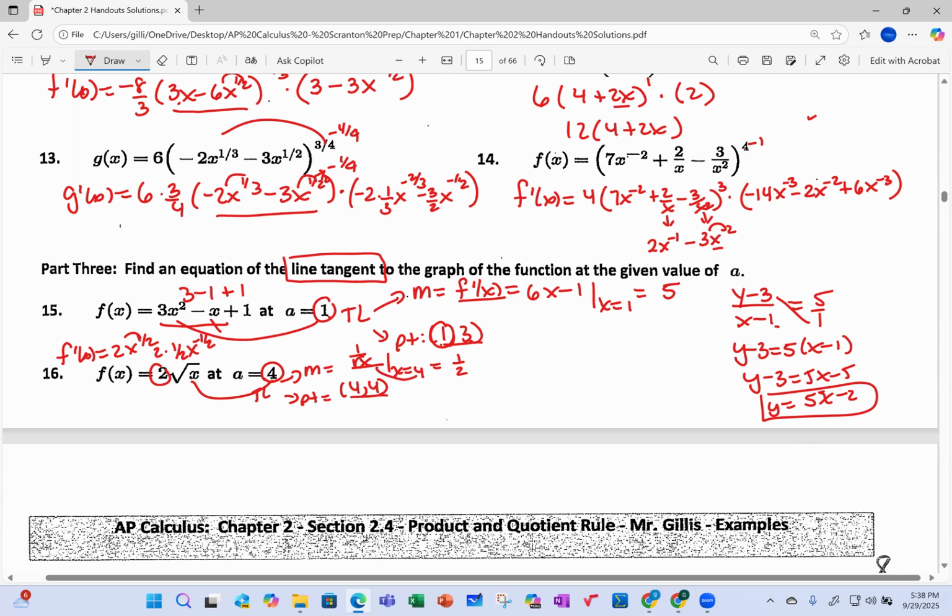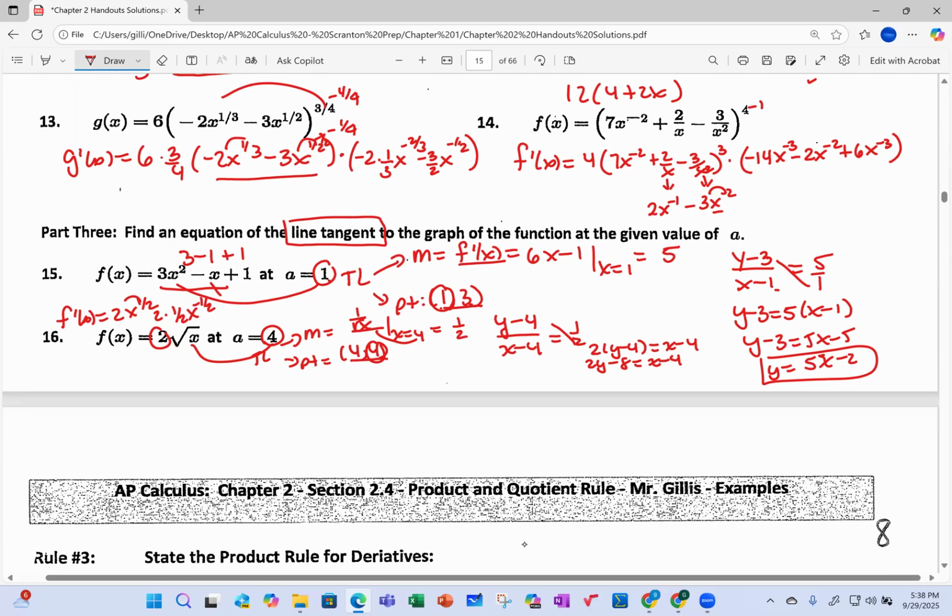But I didn't find the line yet. So it's going to be y minus this 4 over x minus that 4, which equals 1/2. And we solve a proportion by cross multiplying. So it'd be 2 times y minus 4 equals 1 times x minus 4. And I distribute the 2 through. Add the 8. We want a little bit of room here. And then divide by 2. And my answer is 1/2 x plus 2.